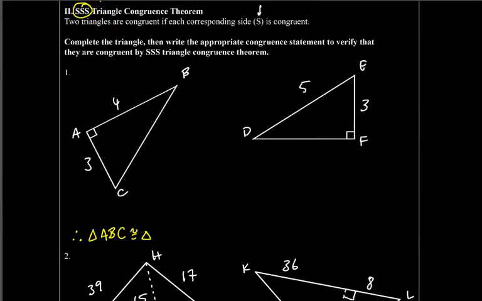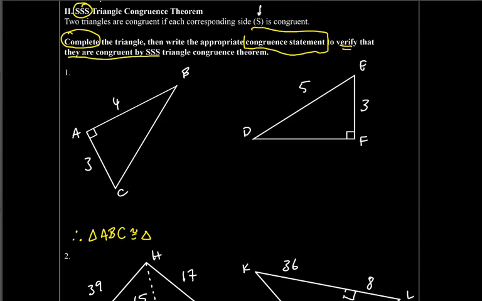All right, let's go with this now. So we have a triangle here and a triangle here. Complete the triangle. What that means is find any missing side or angle. In this case, we're just going to do sides. Then write the appropriate congruence statement to verify that they're congruent by SSS.